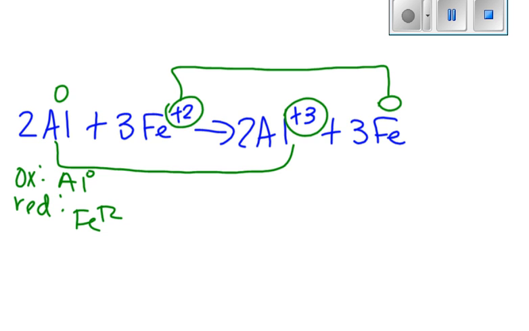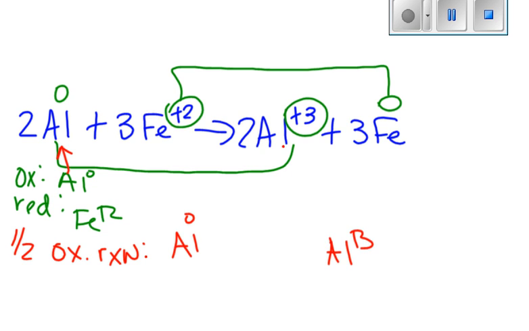Now we could write our half oxidation and half reduction reactions. So let's write our half oxidation reaction. We're going to start by looking at what's oxidized, what is it on the left, and what is it on the right. It's the first step. Next, we're going to add in our electrons.